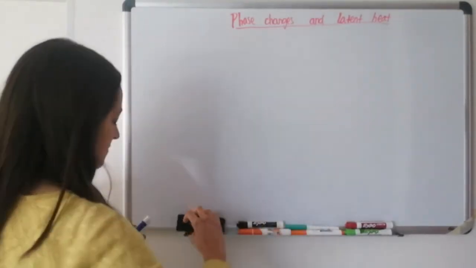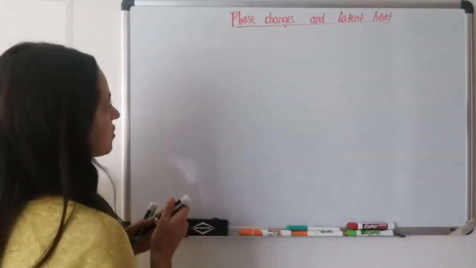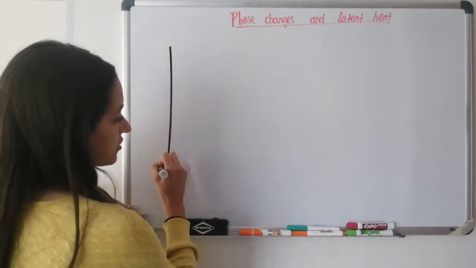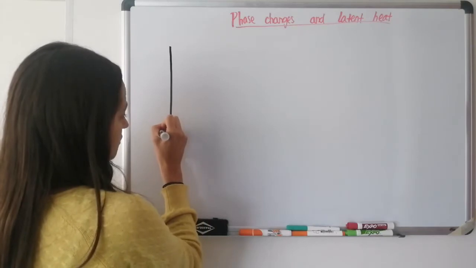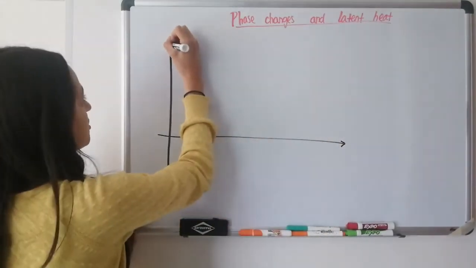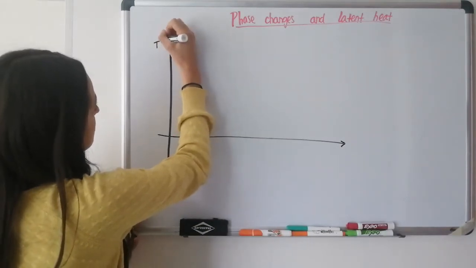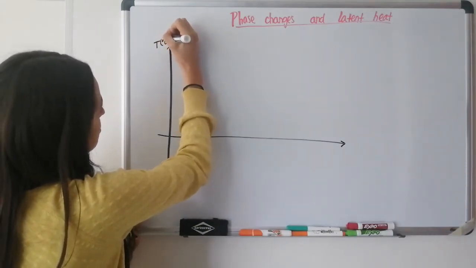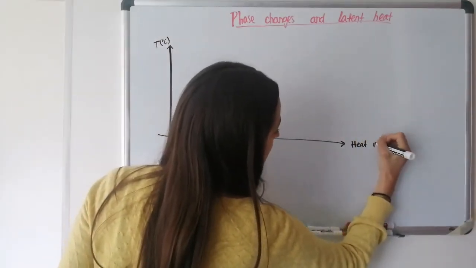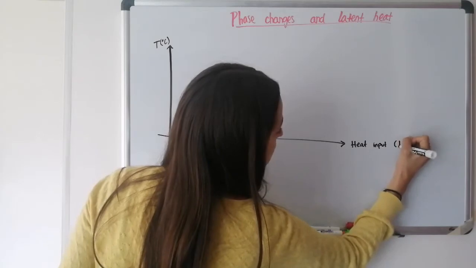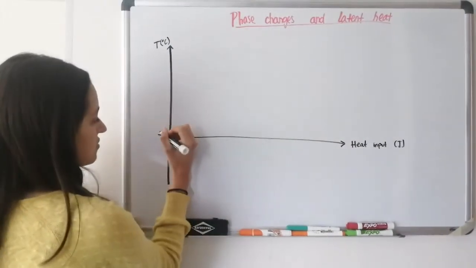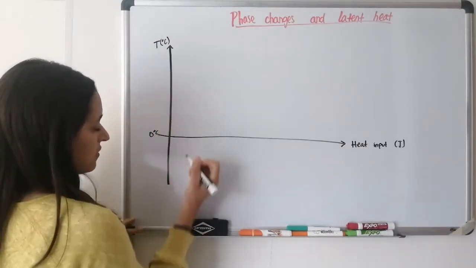So let's see. I'm going to make a graph. This is a graph of temperature versus heat energy that I put into it. So this is temperature in degrees Celsius, and this is heat input in joules. Okay, and this scale, this is 0 degrees Celsius.